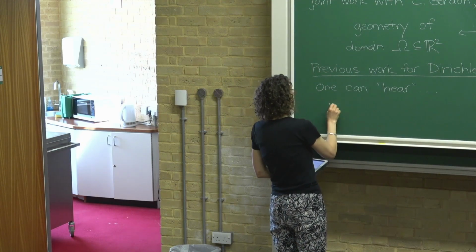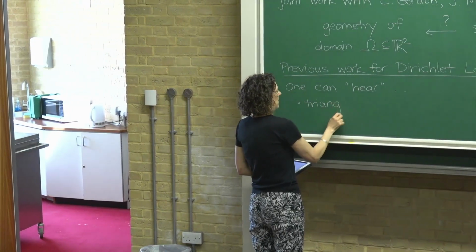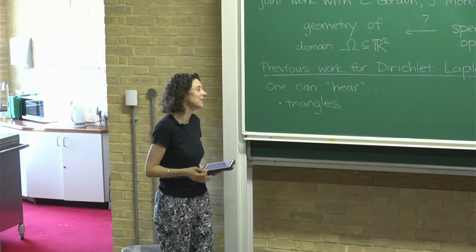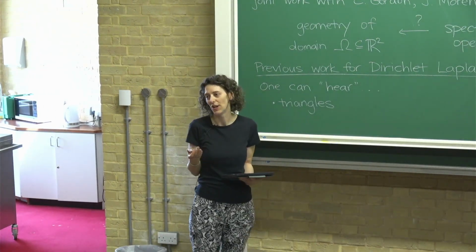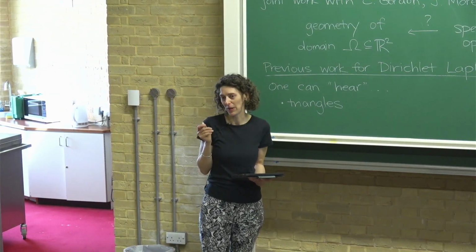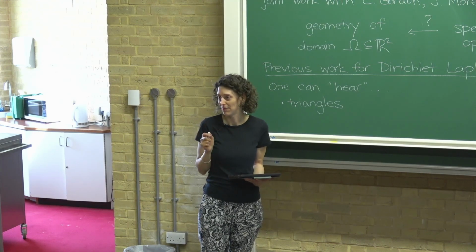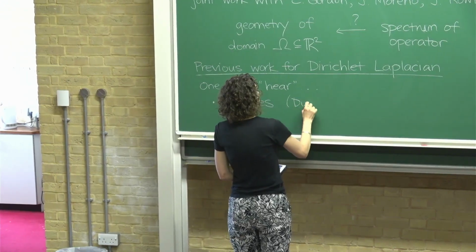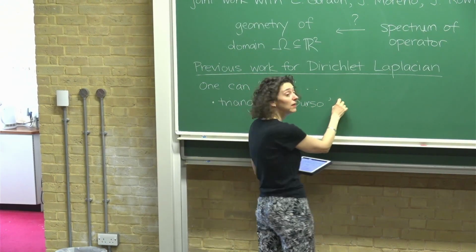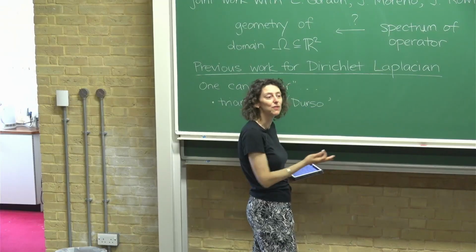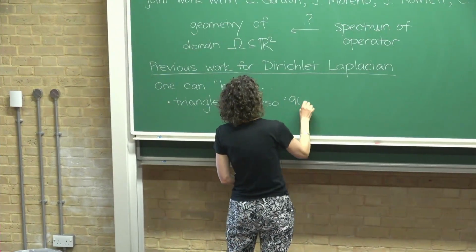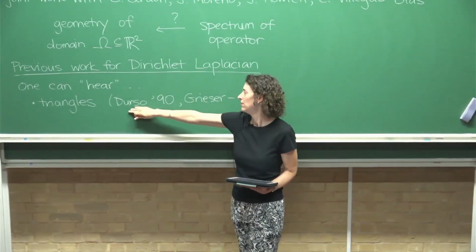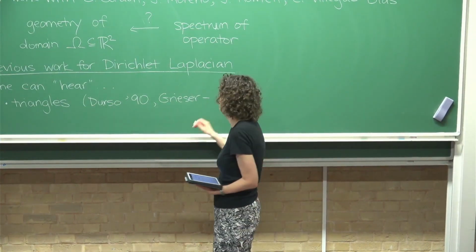Well, for example, triangles are great. We can hear triangles. In other words, if I give you a collection of all triangles and I listen to its spectrum, I can tell you which triangle you have. This is a result done by a couple of different people, within the collection of triangles to start with. It was proved using wave trace by D'Urso in 1990.